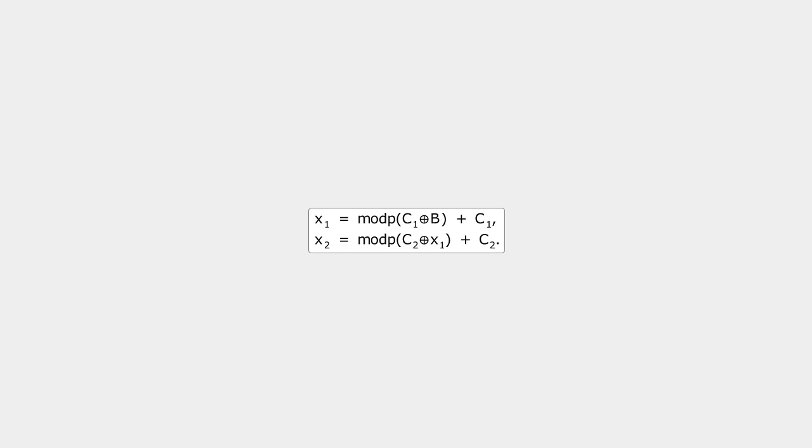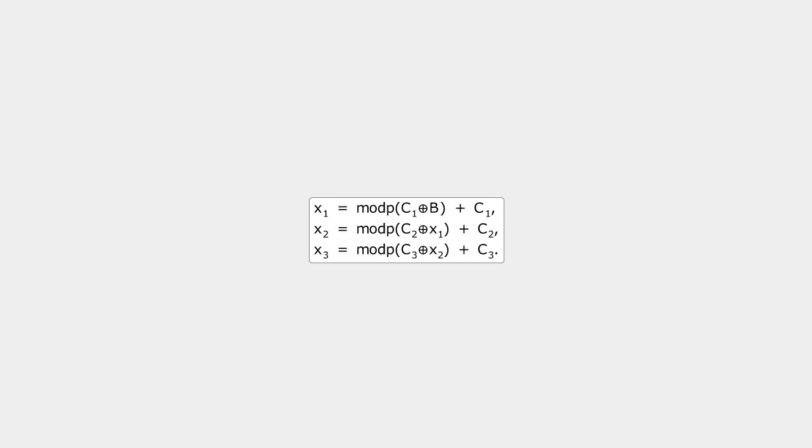Sandra enciphers a 64-bit plaintext block B by choosing a secret 64-bit constant C1 as the key and computing x equals mod p brackets C1 exclusive OR B plus C1. This is the first cipher in the family. Call it p mod 1. It is rated 5. The second cipher in the family, p mod 2, is 2 iterations of p mod 1, using a second 64-bit constant C2. p mod 2 is rated 7.